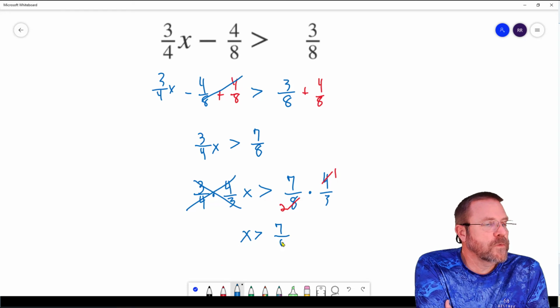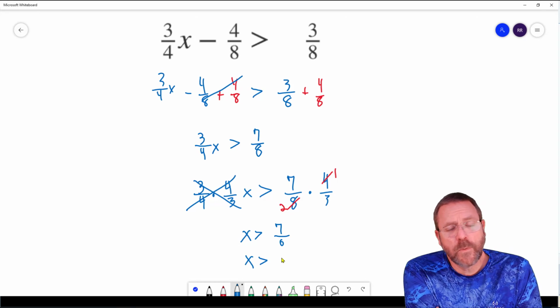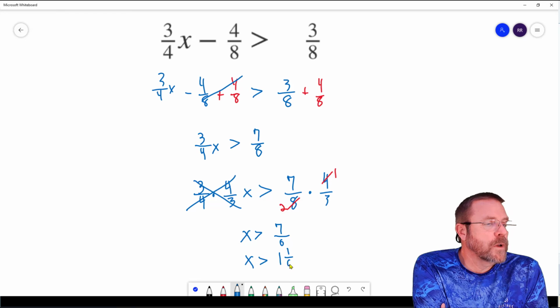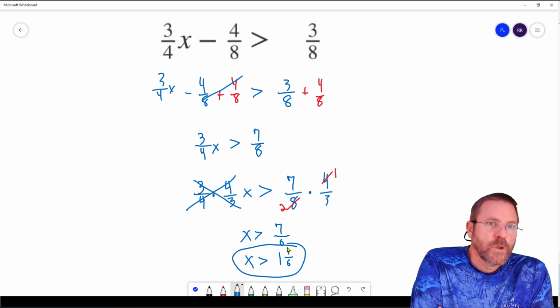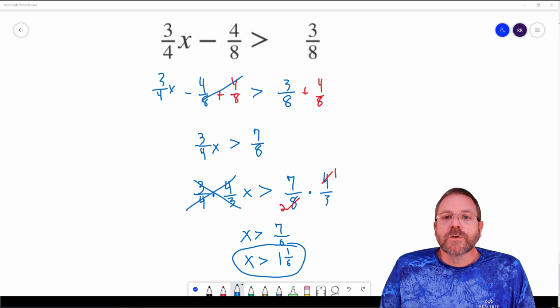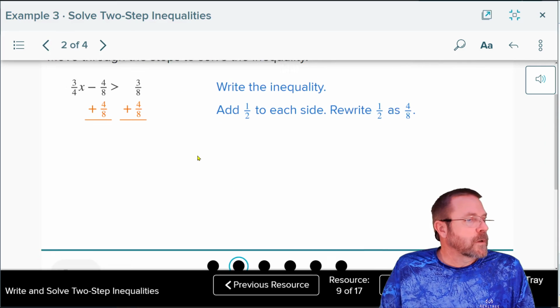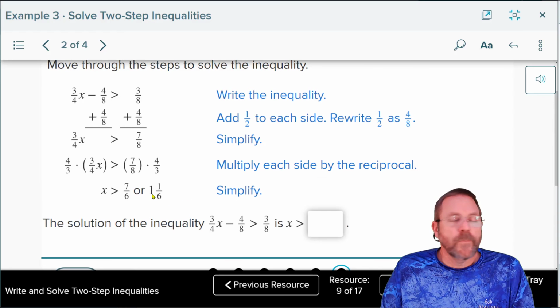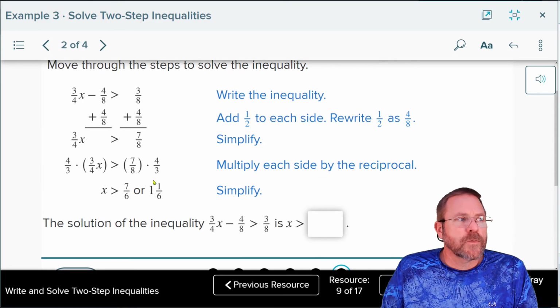2 times 3 is going to be 6, which means the final answer, we got to write it as a mixed number. We can't leave it as an improper fraction. It's going to be x is greater than 1 and 1/6. Circle your answer. Let's jump back over here. And I'm going to follow through what they did, and I bet they're going to come up with the same thing. Yep, 1 and 1/6, same answer I got.